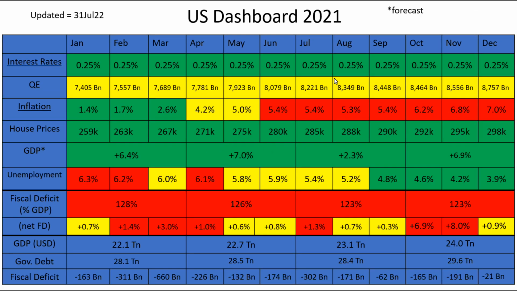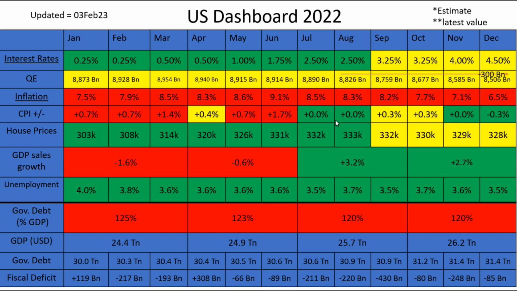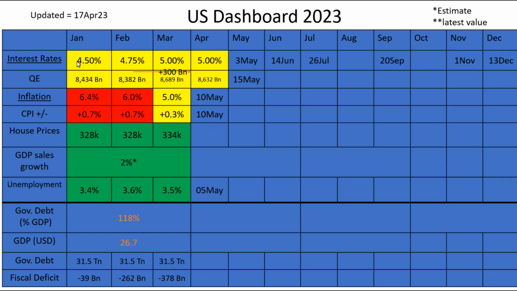Actually, the US economy was crazily in great shape, especially once unemployment recovered at the end of 2021. It was all looking good apart from the inflation going up. And then we got to a point at the end of 2022 when everything was looking quite good apart from inflation. And now, generally, things are good in terms of the US economy. It's just inflation, but the trend for inflation is going down.